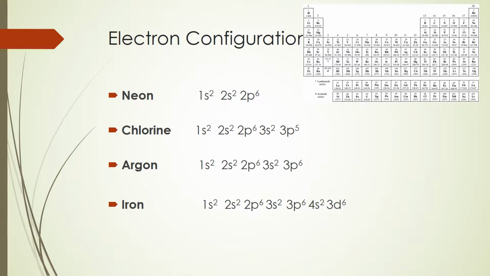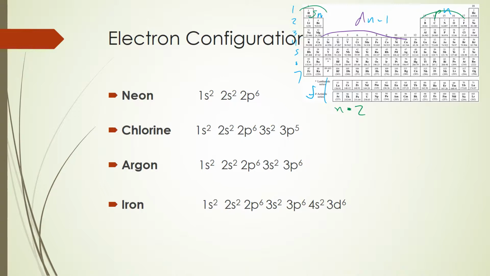Remember, we have the orbitals: the s block, the p block, the d block, and the f block. For s we have the row numbers 1, 2, 3, 4, 5, 6, 7, and s is equal to n, p is equal to n, d is n minus 1, and f is n minus 2. So it should make sense.